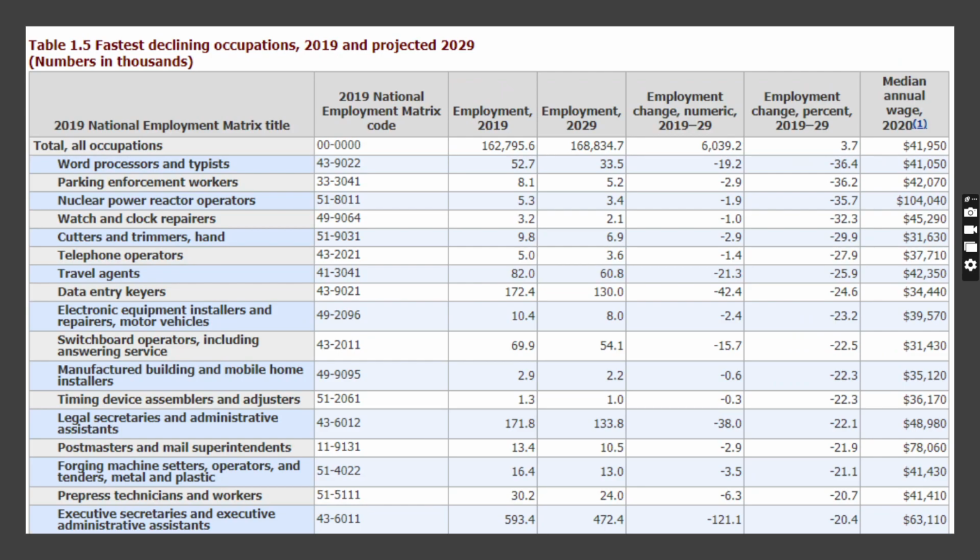Here's the opposite, though. Here's the fastest declining occupations between 2019 and 2029, and you see these are all associated with products that are no longer in demand. Firms are not really producing them, or they have completely stopped producing them. Word processors and typists. Okay, who knows? We might have a time in the future where nobody needs to type because of technology. Parking enforcement workers. That's an interesting one. Nuclear power reactor operators. That's also a very interesting one. Cutters and trimmers by hand, telephone operators, travel agents, data entry keepers.